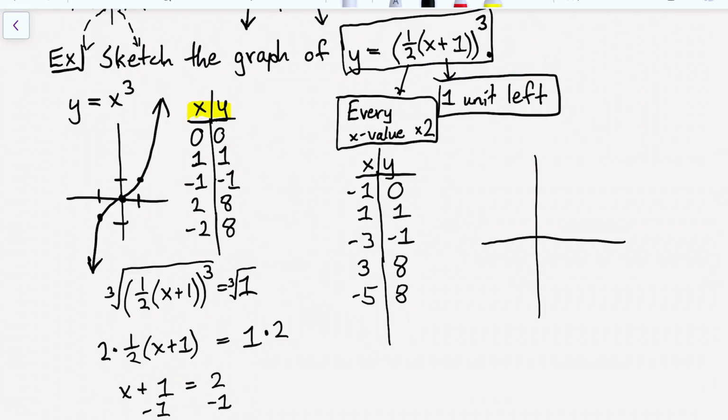So let's try to sketch this function that we've created now. So I have (negative 1, 0). I have (1, 1). I have (negative 3, negative 1). I have (3, 8) up here, and (negative 5, negative 8) down here. So here is my new cubic function with the transformations applied.